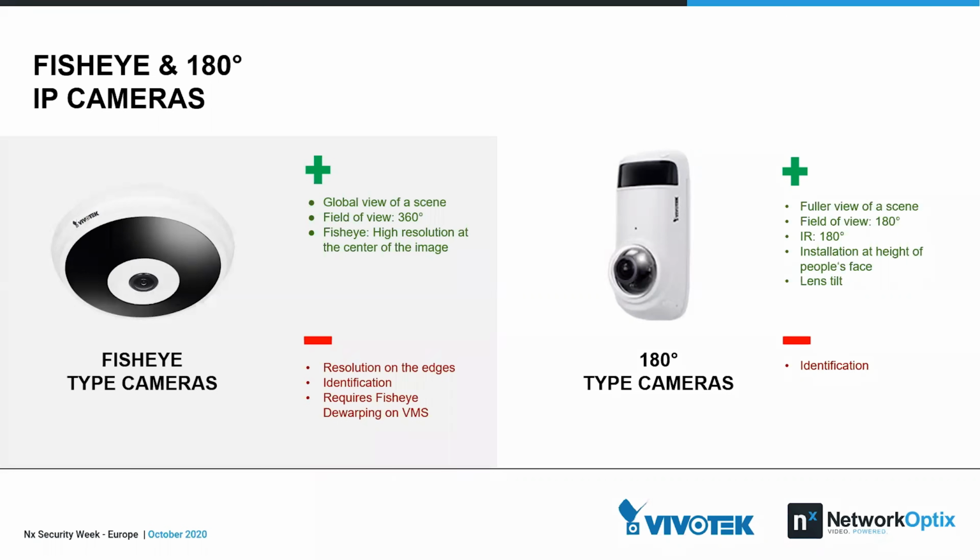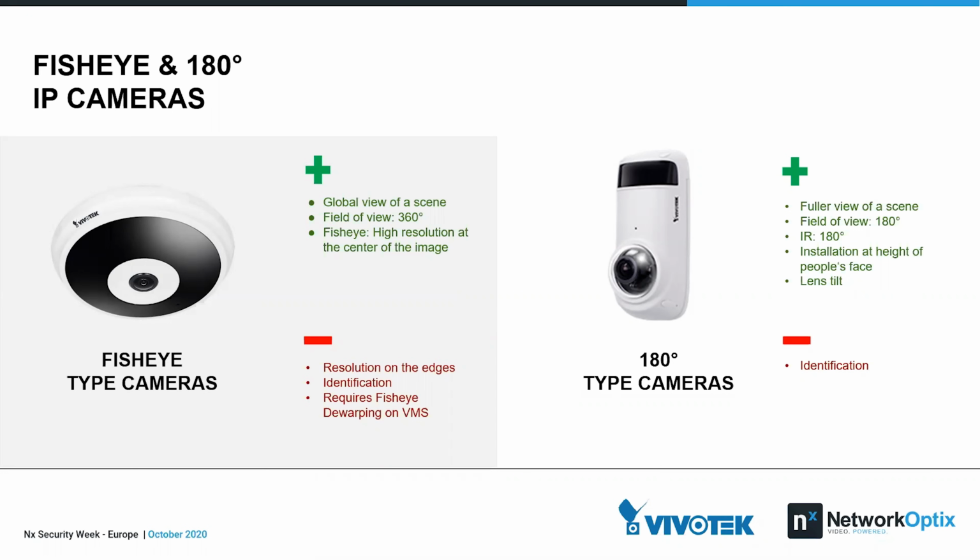So the main drawback of this one is, of course, that even if you have 12 million pixels in the image, you will have a lot of information at the center because you have much more things in this area. But when you go to the edge, you are going to have a lower resolution. And this camera, as I said, is not really so useful for identification. It's more for tracking, monitoring areas.